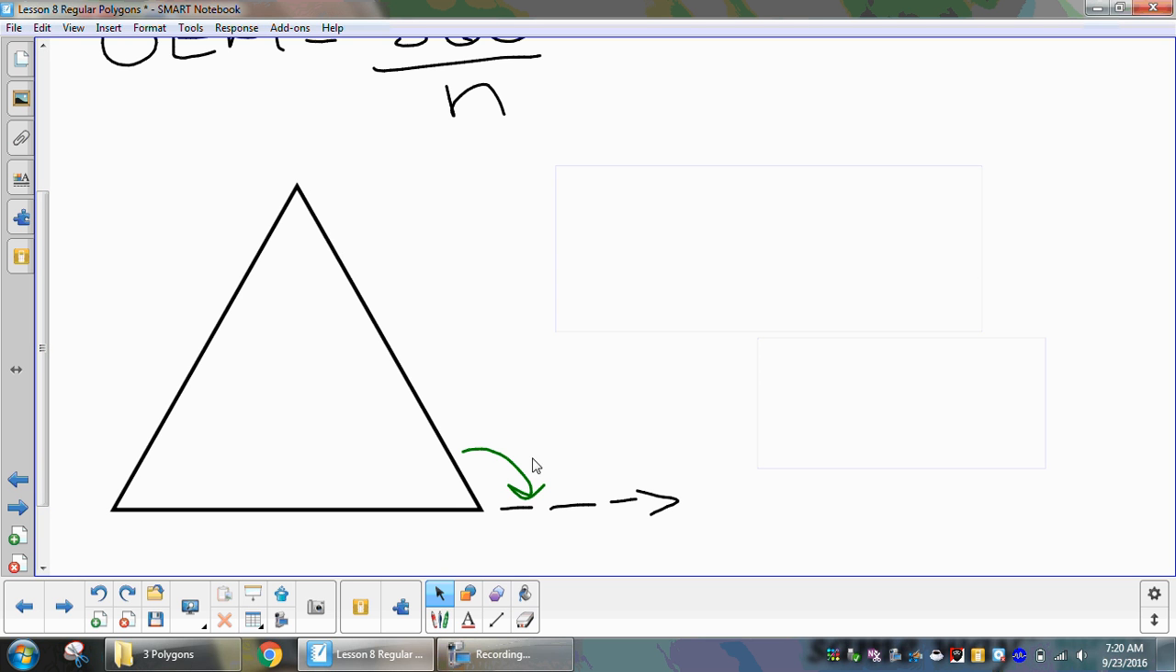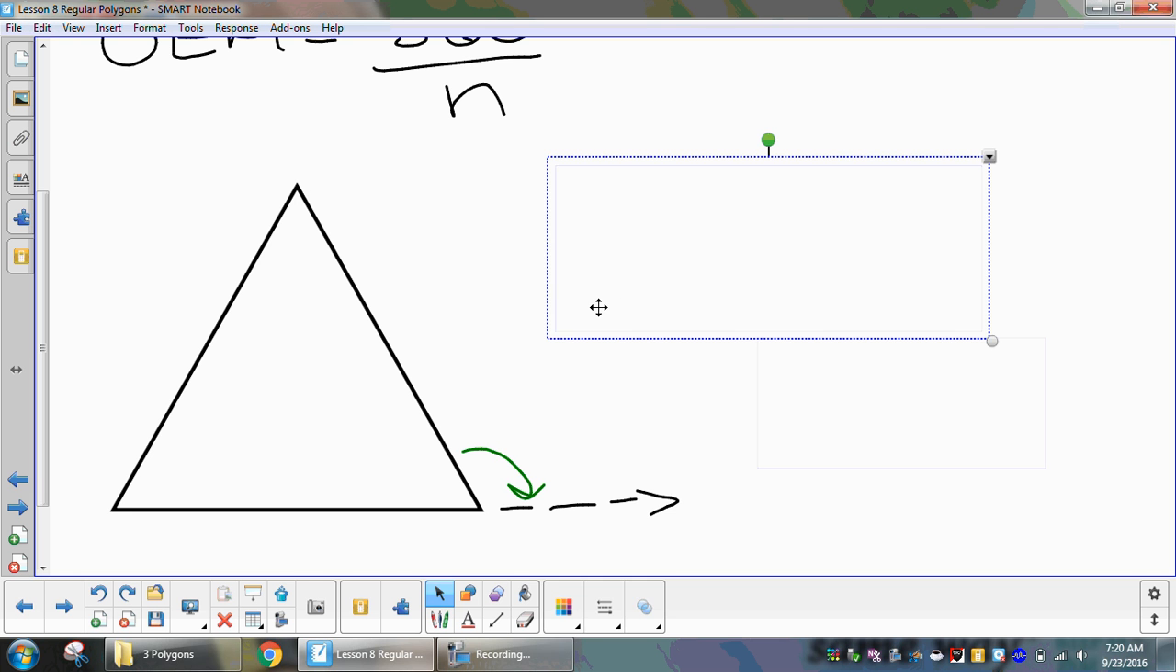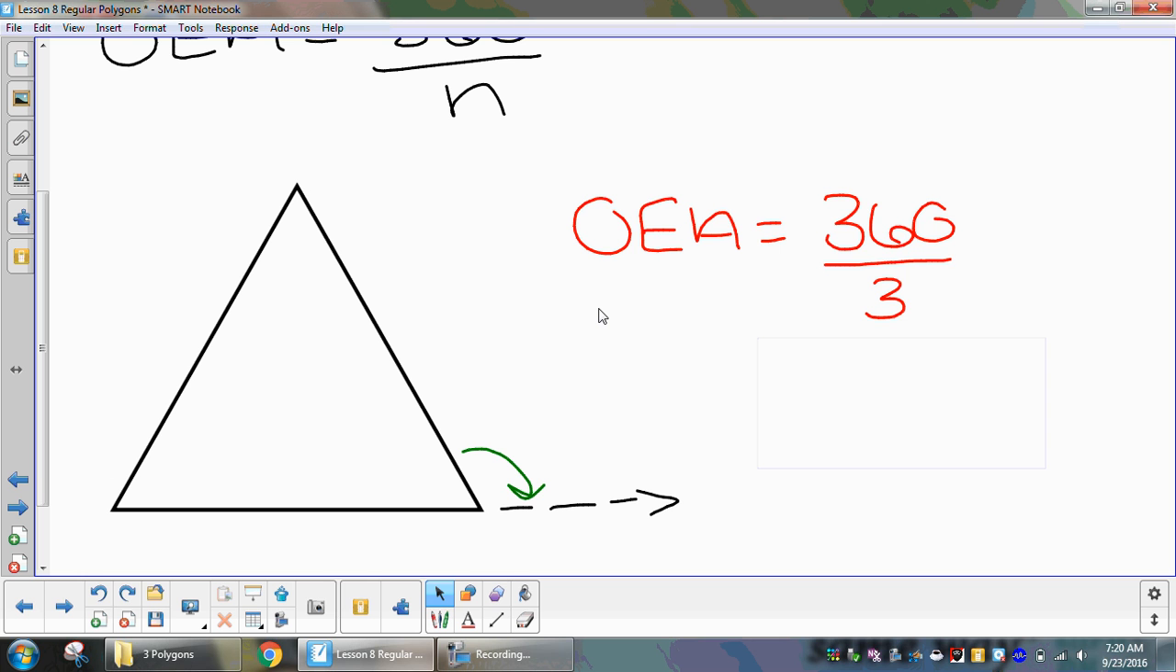So here I have a triangle. I've drawn my exterior angle at this vertex, and I showed you the little green arc there. That's the angle I'm talking about. So if I want to know how big that angle is, if this is a regular triangle, I just do 360 divided by 3, and I find out that that angle is 120 degrees.